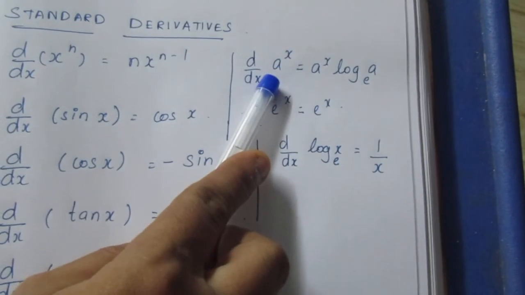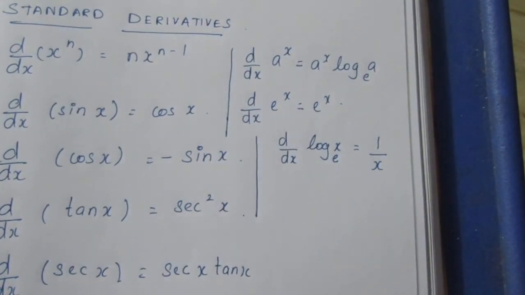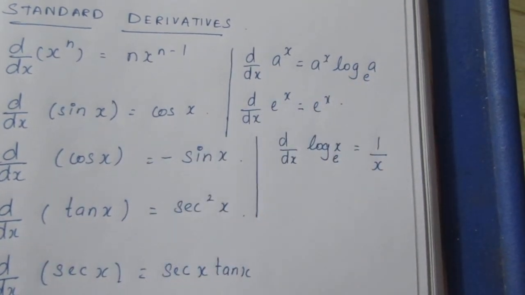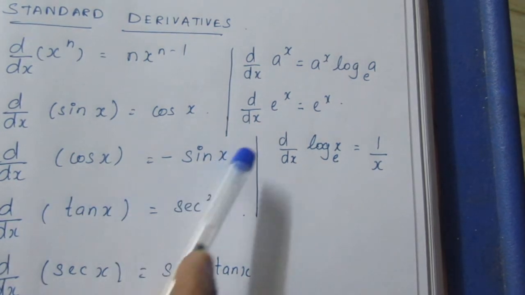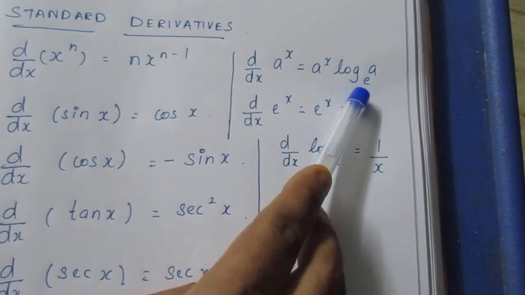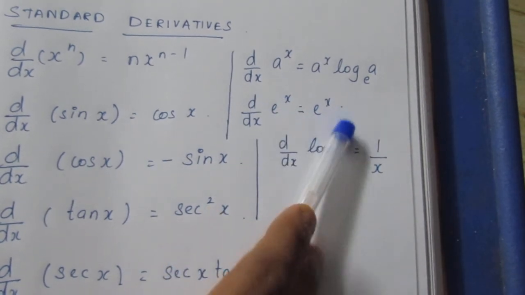Now, d by dx of a power x. A power x is some constant term power variable. So it will be a power x into log a. Here, e is the general e form. So it is a power x log a. For e power x, it is e power x only. This e is nothing but the log base, no? The value of e is nothing but the log base. So e power x will be e power x only.